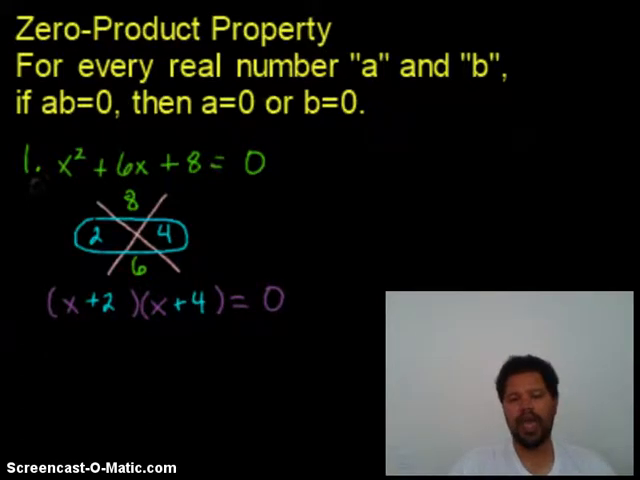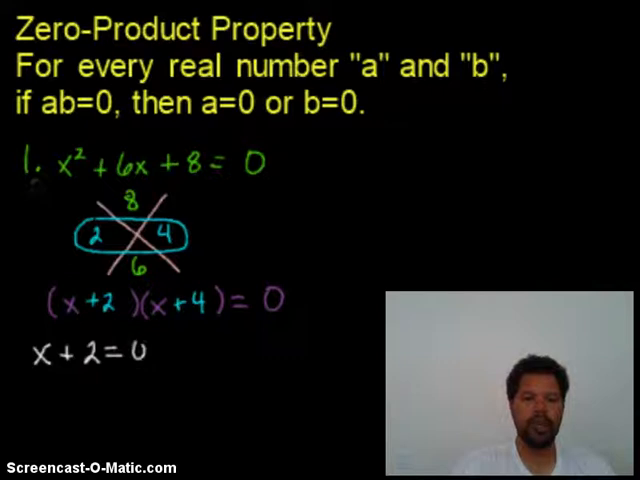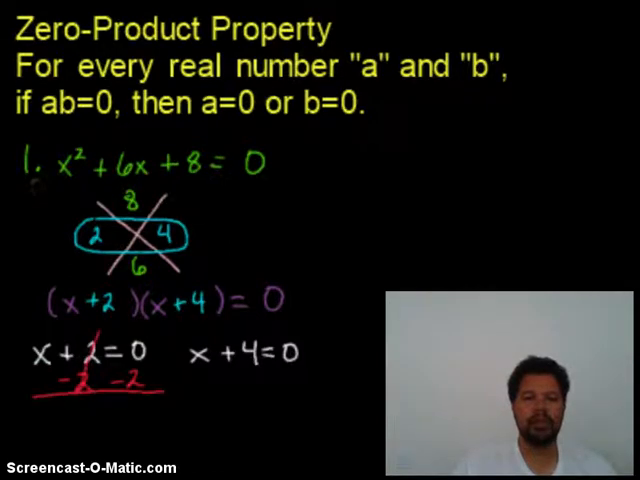So here, now we have a product of two binomials, or I have this quantity times this quantity equals 0. So I can now apply this zero product rule. And to apply the zero product rule is to set these two binomials both equal to 0. So x plus 2 equals 0 and x plus 4 equals 0. And let's go ahead and solve this first one. To solve this first one, we're going to subtract 2 from both sides, leaving us with x equals negative 2.